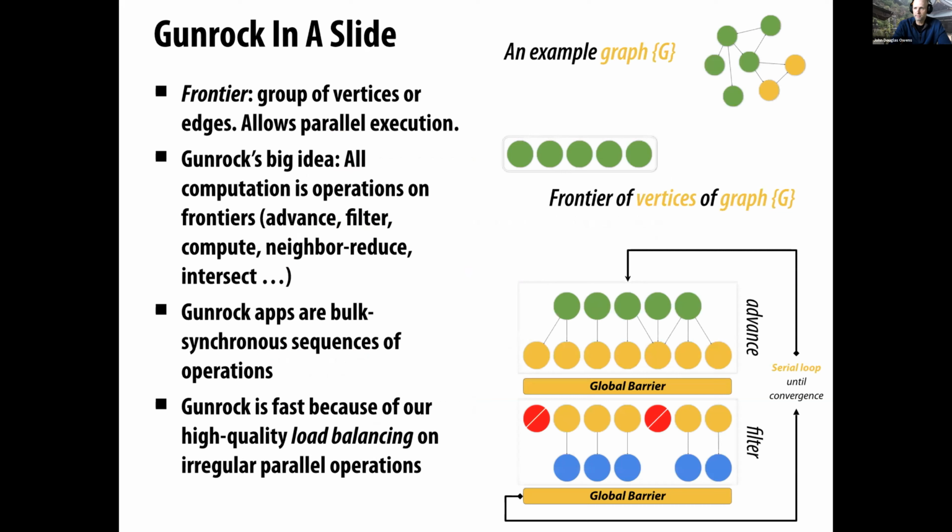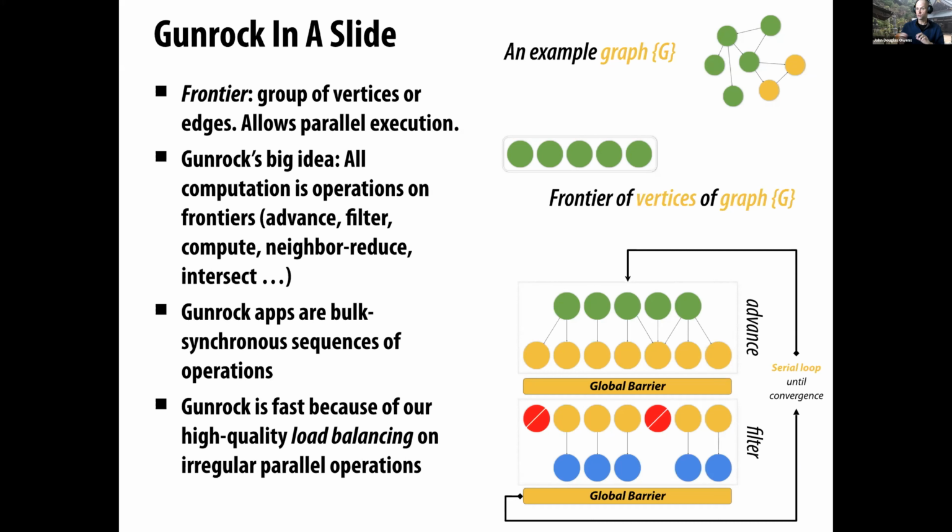So let me sum up what the programming model of Gunrock is in a single slide. So we've got a graph. It has lots of nodes and edges. And we are going to choose a subset of either nodes or edges, and we're going to call that a frontier. And the idea behind Gunrock is that all computation we do are operations on frontiers. So it's really a data-centric kind of programming model. The center of the whole programming model is this idea of having a frontier, and then you manipulate that frontier.